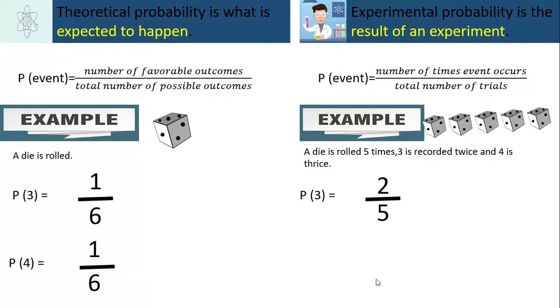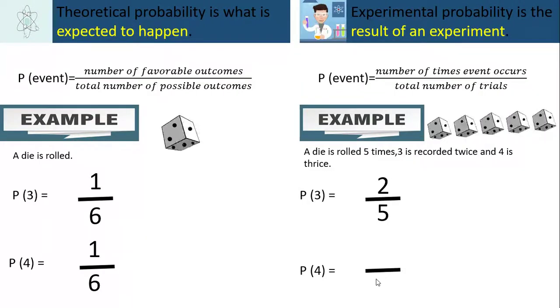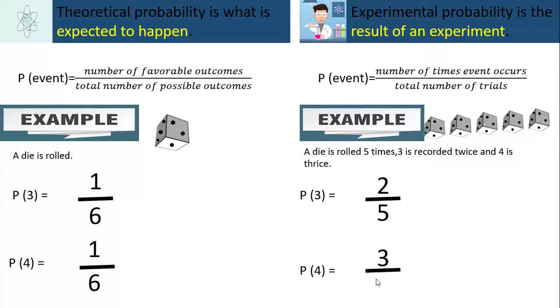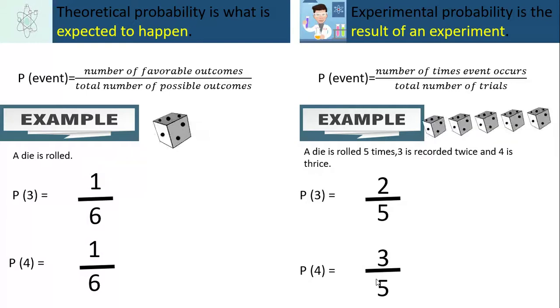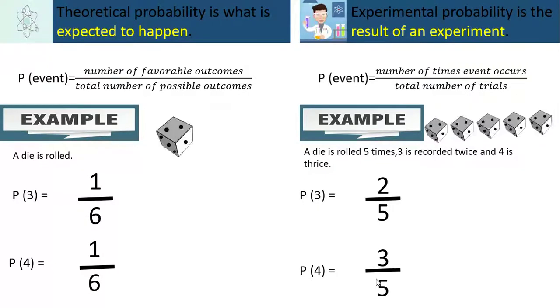And if we will get the probability of getting 4, as stated above, 4 is recorded thrice, and the total number of trials we have is 5. Therefore, the probability of getting 4 is 3/5. That's how we get the probability of an event using theoretical and experimental approach.